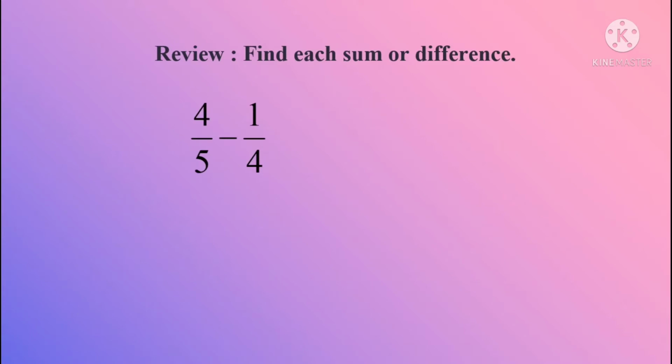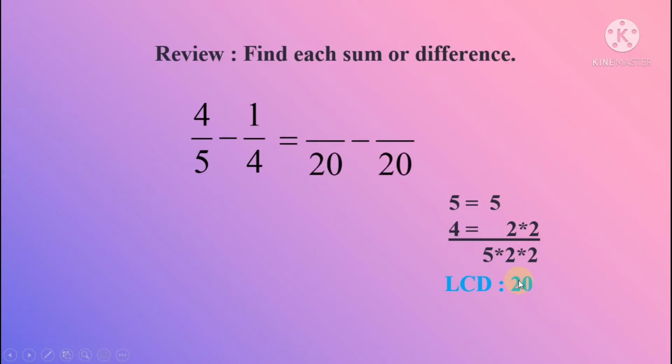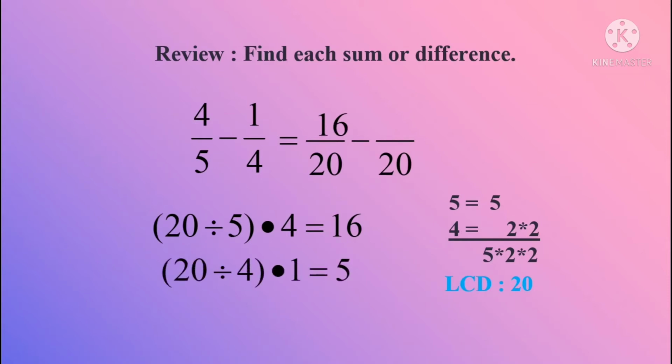Next, 4 over 5 minus 1 over 4. So get first the LCD. So the LCD is 20. So 20 divided by 5 times 4 is 16. And then 20 divided by 4 times 1 is 5. So the denominator now is 20. And then proceed to the difference. Get the difference between 16 and 5, which is 11, over 20.